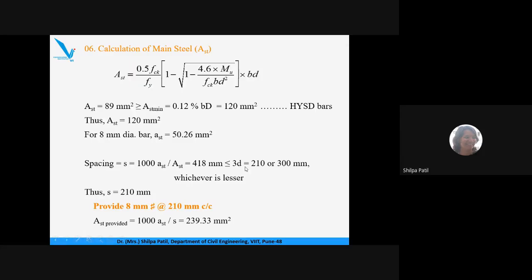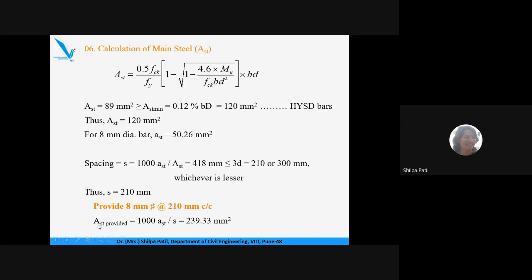Now our D value is 70. So 70 into 3 is coming as 210, or 300. The lesser value is 210. The spacing should always be less than 210. Now our calculated spacing is coming as 418, which is exceeding the maximum value 210. So we cannot provide this value of spacing. So adopt S equal to 210 mm. Okay. So these are the details of the area of the steel. We are providing 8 mm diameter bar at 210 mm center to center spacing.